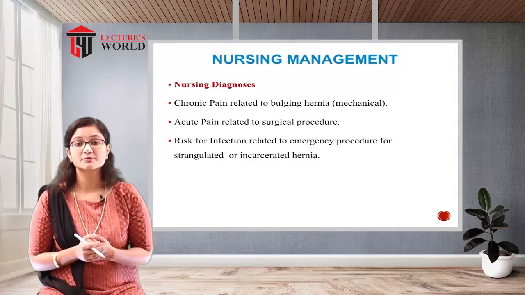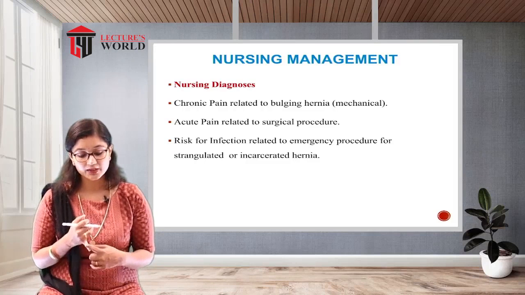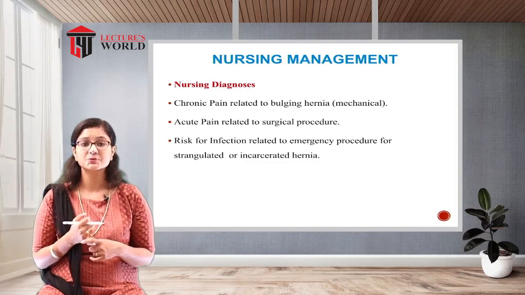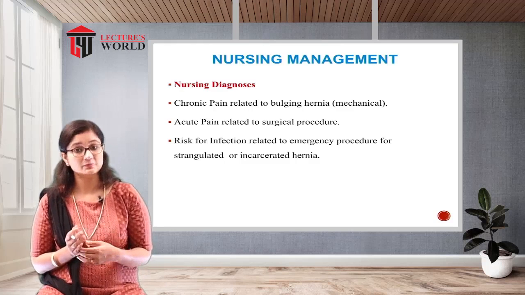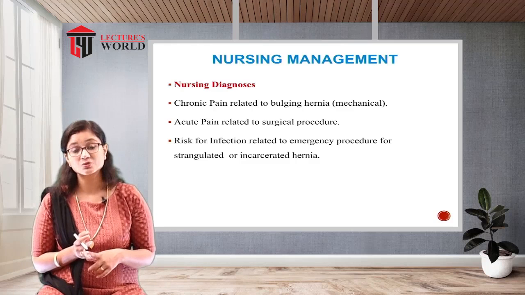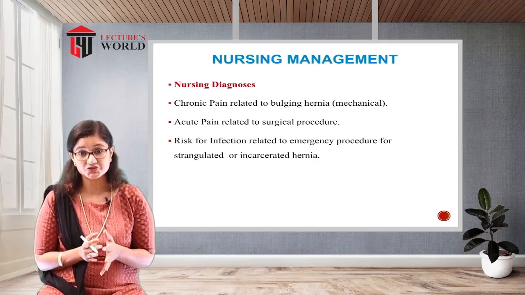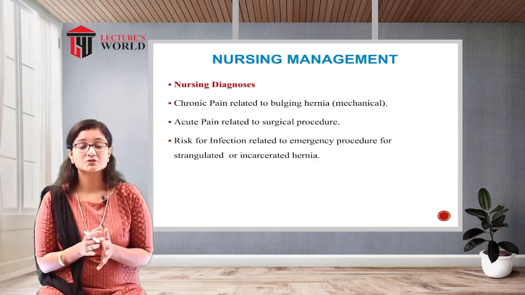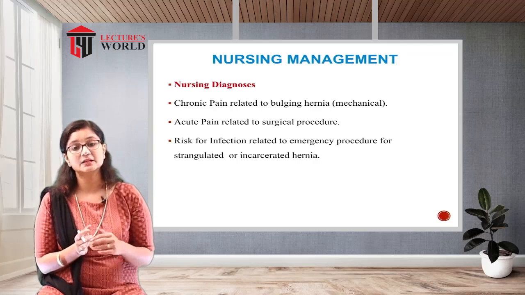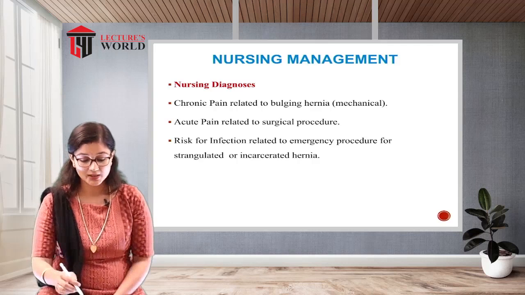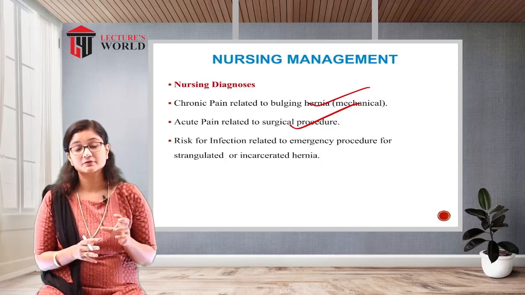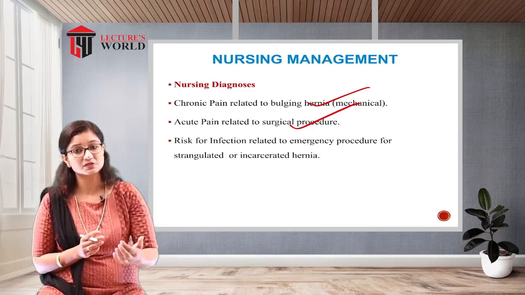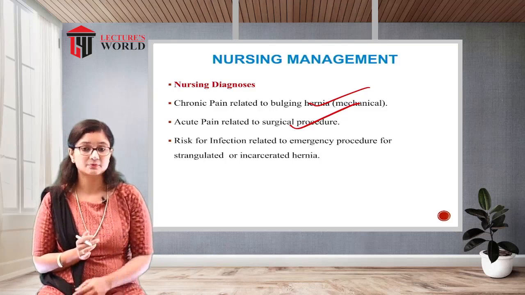What are the nursing diagnoses for a patient with abdominal hernia? The first one you can see is chronic pain related to the bulging hernia, which is mechanical. Mechanical means, if the person has a reducible hernia, pain can be there. How can we manage that? The second one is acute pain related to the surgical procedure. Here we are talking about those patients who have undergone a herniorrhaphy or hernioplasty, and how we can manage their pain. The next one is risk for infection related to emergency procedure for strangulated and incarcerated hernia. This is what I was talking about, where emergency surgery was done, so there can be a risk for infection for the patient. So how can we treat those patients?